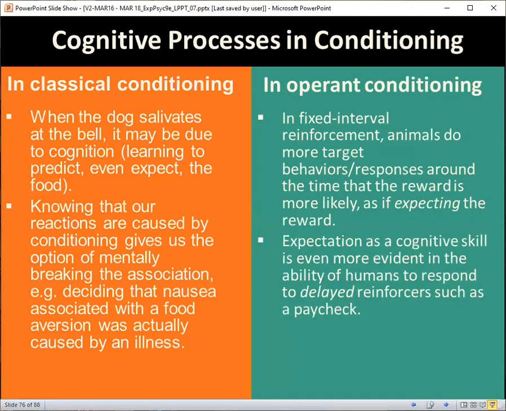Expectation as a cognitive skill is even more evident in the ability of humans to respond to delayed reinforcers, such as a paycheck. Now, according to what we've talked about already, as soon as you've finished your work, you should be getting some sort of reward immediately. You walk into your boss's office: I want my money for the day for the work I did. But it doesn't work that way because we have delayed reinforcers. And we do that well, and we do have these reinforcers that really work for us called a paycheck. So again, there is some sort of expectation there. So cognitive processes are going on in both styles of conditioning that we've already talked about.